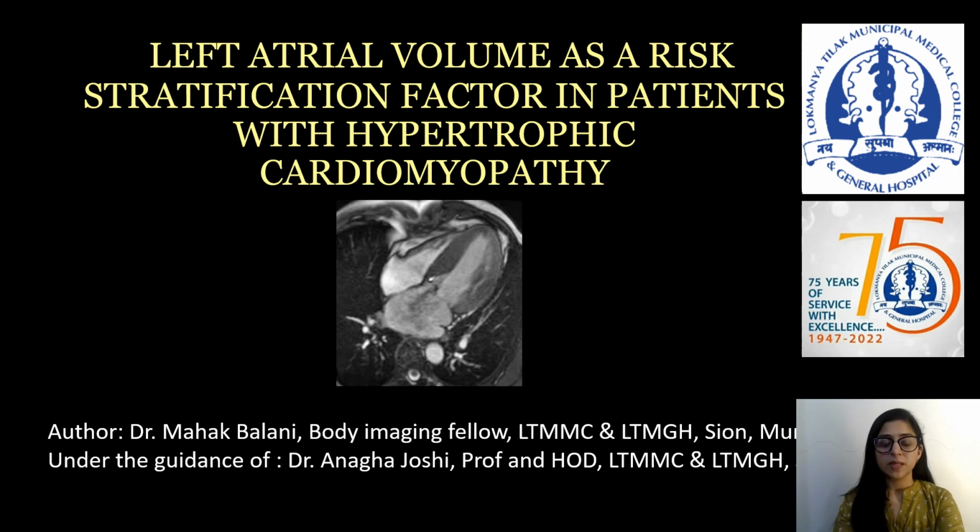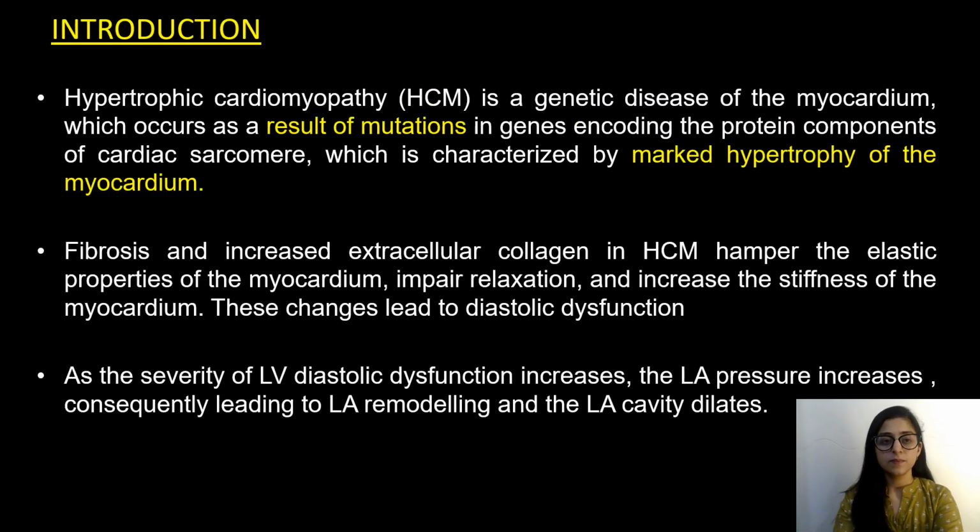My topic for paper presentation is left atrial volume as a risk stratification factor in patients with hypertrophic cardiomyopathy. Hypertrophic cardiomyopathy is a genetic disease of the myocardium, which occurs as a result of mutations in genes encoding the protein components of the cardiac sarcomere, and is characterized by marked hypertrophy of the myocardium.